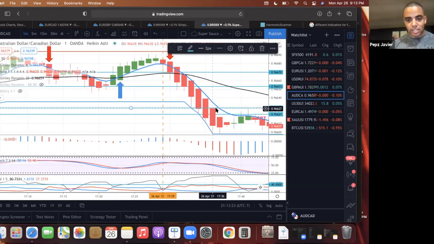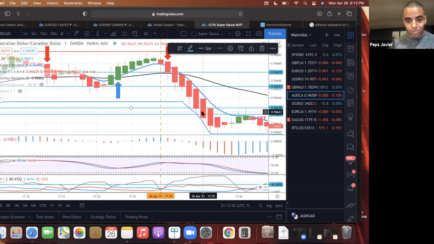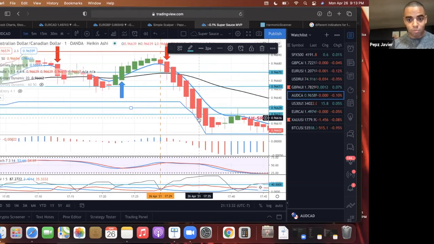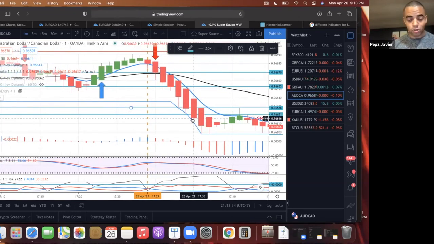Now, once I start seeing that price is getting really close to this blue line, the way I know it may be reversing soon is that price is touching the blue line over here, or is close to touching it. I stop trading. I stop taking sell trades.